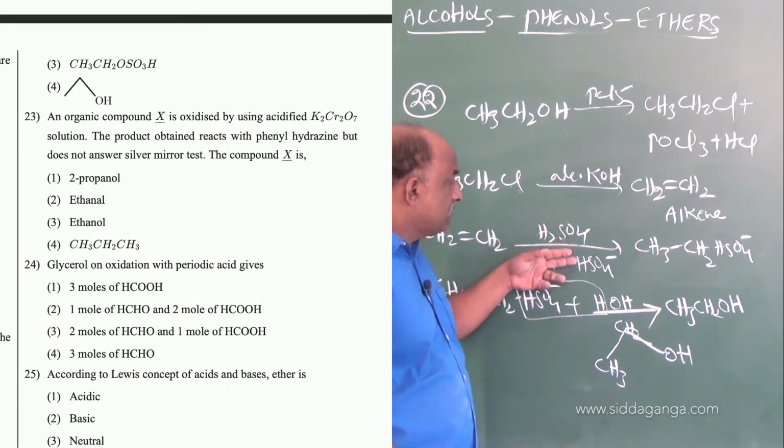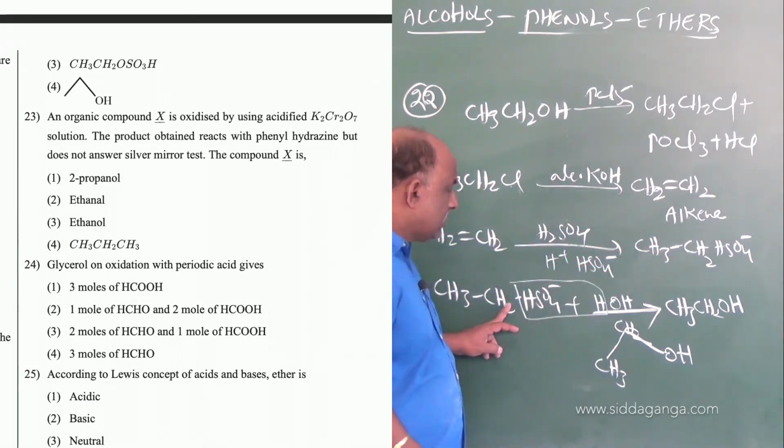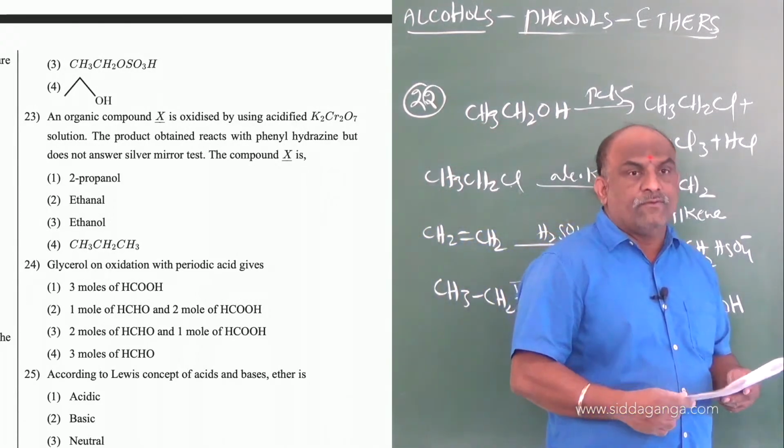Acid acts as a catalyst, so this reaction is called hydration. Which type of hydration? Catalytic acid hydration, which gives rise to a salt. This particular salt on hydrolysis again gives rise to alcohol. So question number 22 is the fourth option.